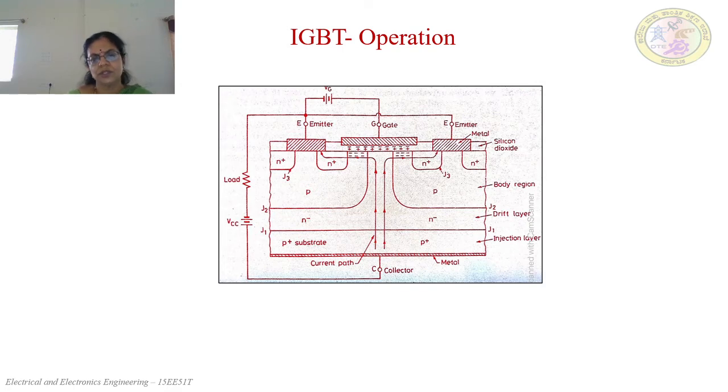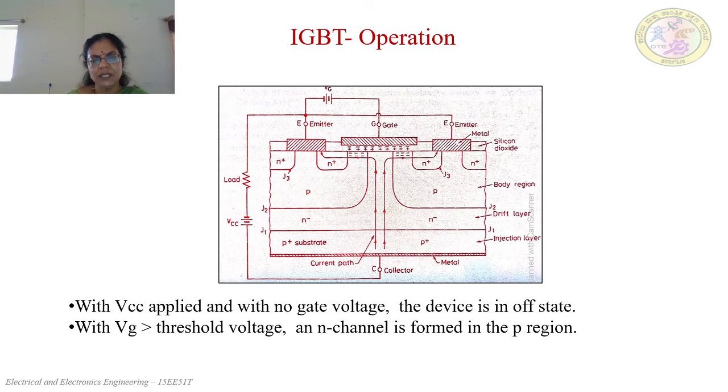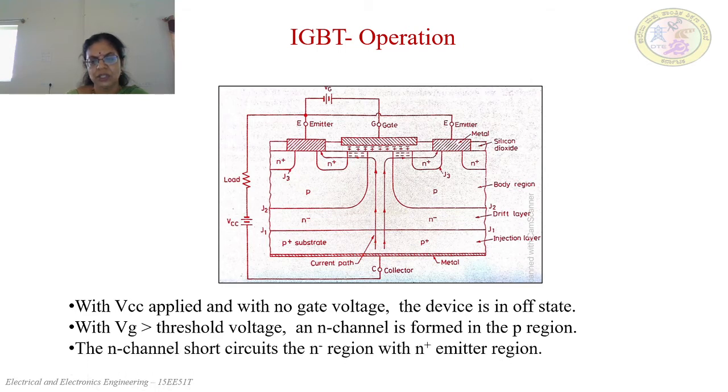The channel becomes stronger and by that the current starts flowing. So if VGE becomes equal to the threshold voltage of the device, the larger current flows. In short, if we repeat, with VCC applied and no gate voltage, the device is in the off state. When VG is greater than the threshold voltage, an N channel is formed in the P region. The N channel short circuits the N minus region with the N plus emitter region and the device starts conducting.